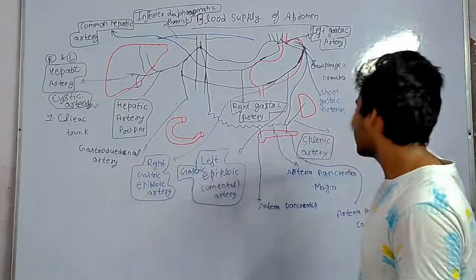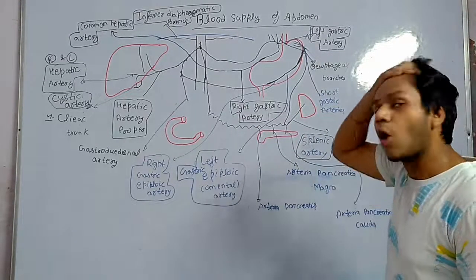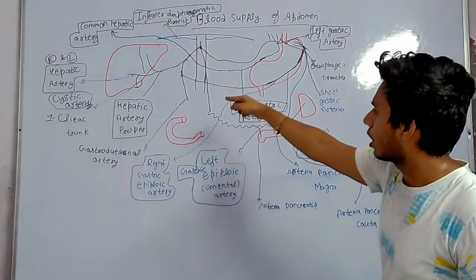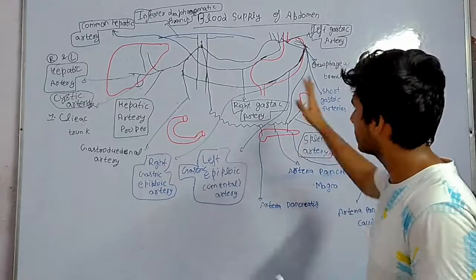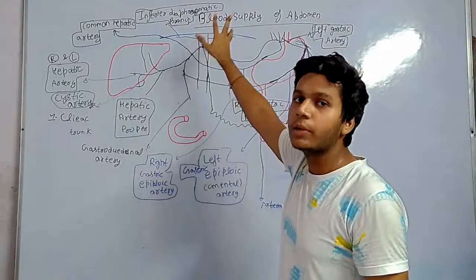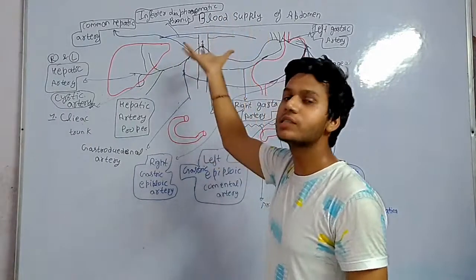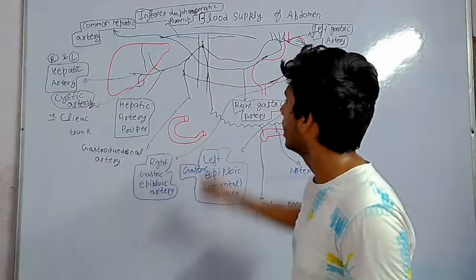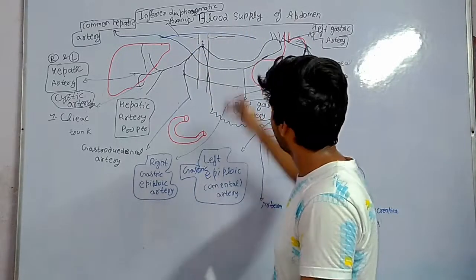So basically this is the supply of the celiac trunk, which is a branch of abdominal aorta. Then come to the next section. First note this. This is the pattern of some branches. First inferior diaphragmatic branches, which are direct branches of abdominal aorta, supply the inferior surface of the diaphragm. Then a celiac trunk arises.